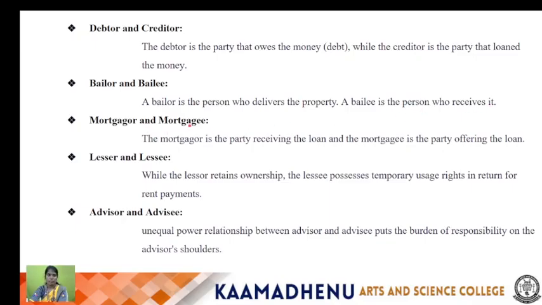Next, mortgagor and mortgagee. The mortgagor is the party receiving the loan and the mortgagee is the party offering the loan. Lessor and lessee. While the lessor retains ownership, the lessee possesses temporary usage rights in return for rent payment. Last one, advisor and advisee. Unequal power relationship between advisor and advisee puts the burden of responsibility on the advisor's shoulders.